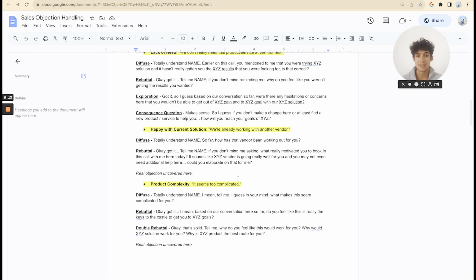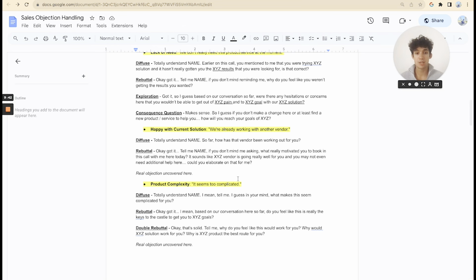Now, let's say a prospect says this seems too complicated. Gotcha. Totally understand, John. I mean, in your mind, what makes this seem too complicated for you? So then, when a prospect says it seems too complicated, it's very broad, right? So we don't want to stutter, oh, hey, here's all the products that can help you. Here's all the features. Prospects don't care. We want to understand what the actual thing is that they're struggling to understand, right?